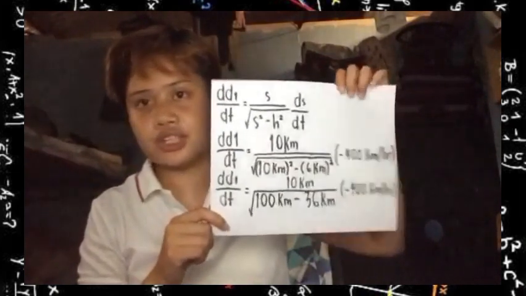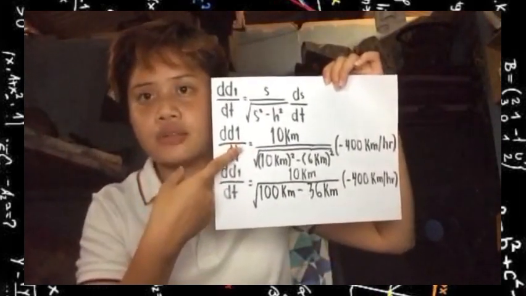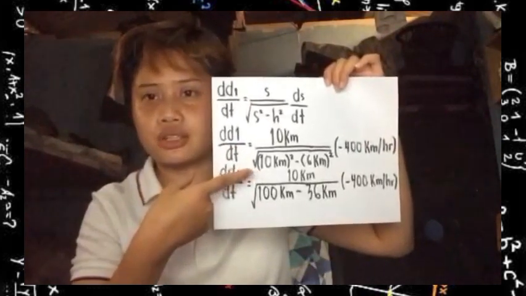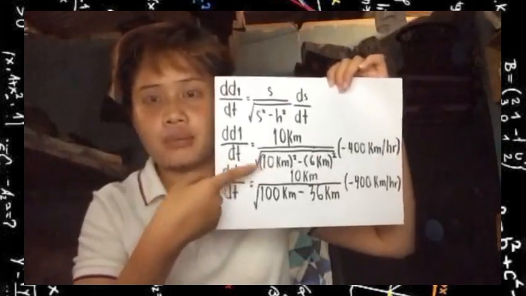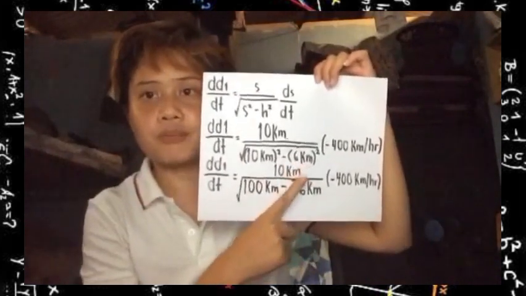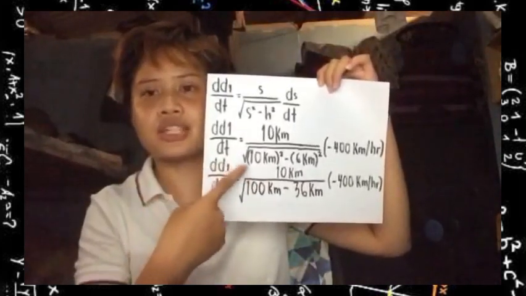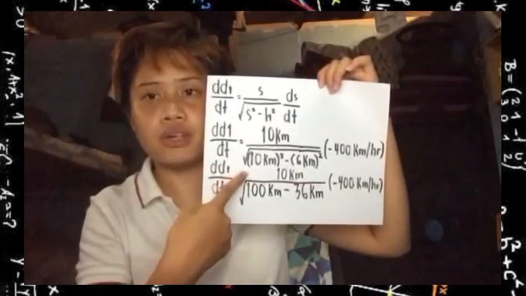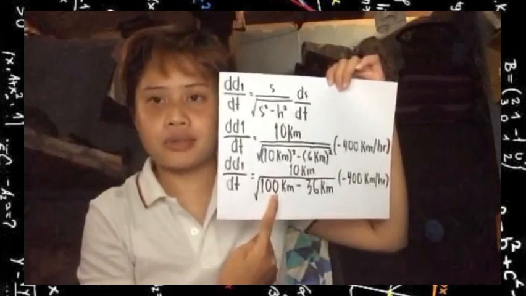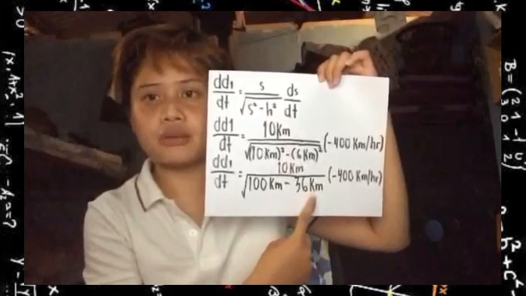And in order to solve, the value of s is 10 km, and in the denominator, the value of s squared is also 10 km squared minus the value of h, which is 6 km squared. So in order to solve this one, we need to get the square root. 10 squared is equivalent to 100 km, and 6 squared is equivalent to 36 km.